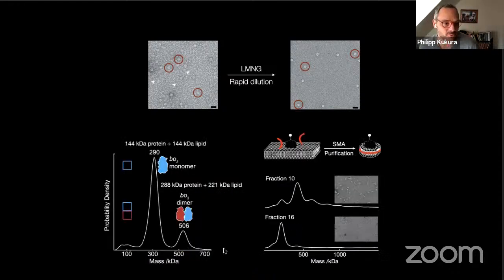All right. And with that approach, you can measure, for example, here you get the monomer versus the dimer of BO3. And of course, what we're measuring is the mass of protein plus lipid, not just protein, because both of them contribute. That's why the dimer is not at twice the mass of the monomer like before, because the dimer will have about 1.5 times the amount of lipid as the monomer, and it turns out that that's pretty much exactly the case.